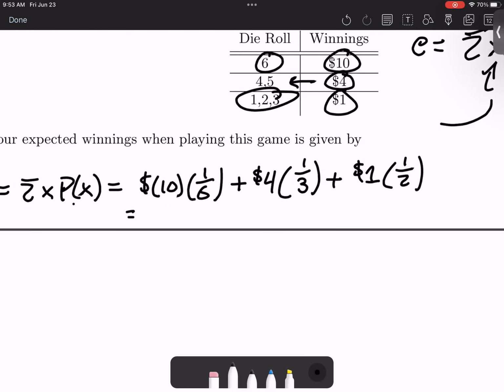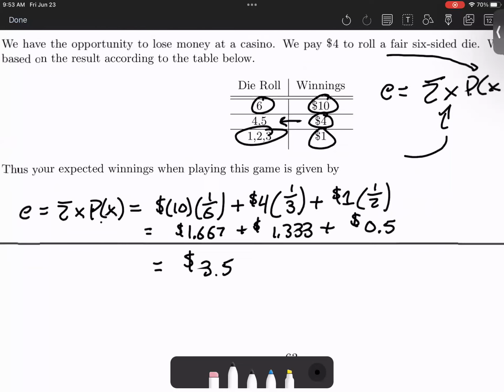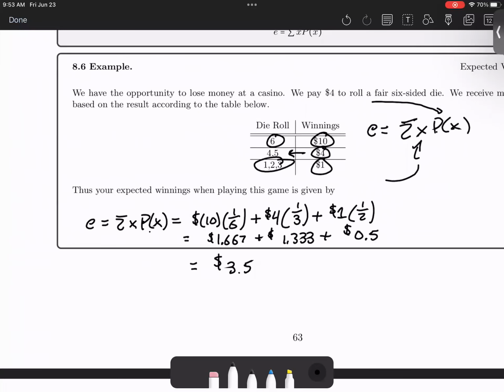So what we get when we go through this, 1.667 plus 1.333 plus $0.50. So the sum, when you add these up, you're expecting to win $3.5. Right, so notice this is important about the expected value. If you look at the possibilities of playing a single game, you can't win $3.5. So it's not what you expect after a single play. It's what you would expect after you play over and over again.